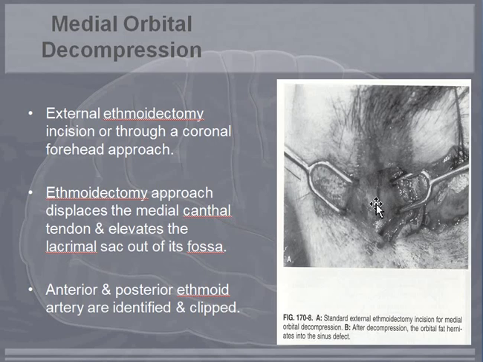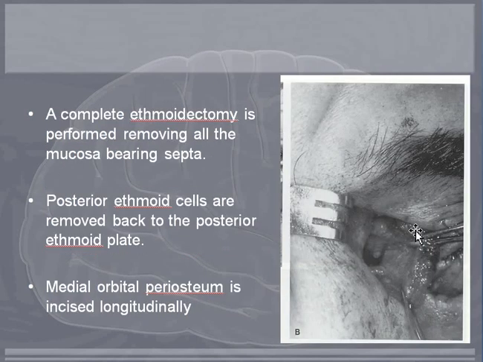So here is a standard external ethmoidal incision for the medial orbital decompression. After decompression, the orbital fat herniates into the sinus defect. A complete ethmoidectomy is performed, removing all the mucosa-bearing septa. The posterior ethmoid cells are removed back to the posterior ethmoid plate, and the medial orbital periosteum is incised longitudinally.